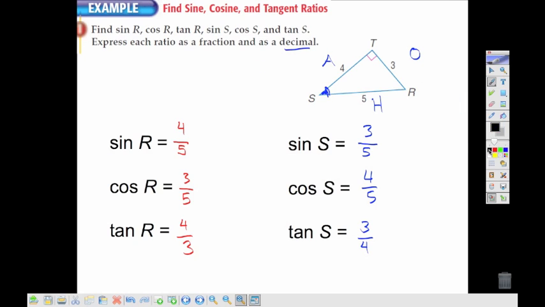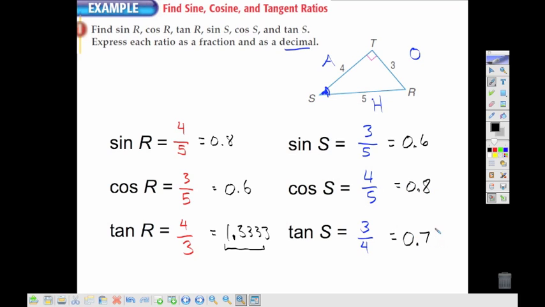Now they also asked for these as a decimal, so we could write these as 0.8, 0.6, 1.333. Notice that's a repeating decimal. Usually 3 decimals is enough, but a lot of times books will ask for 3 or 4 decimals. When you're doing these, if they have more than 1 decimal, these were easily rounded. They weren't rounded, these are exact numbers. But if they're not, you need to leave a lot of decimals in there, at least 3 decimal places on these ratios. 0.6, 0.8, and 0.75.